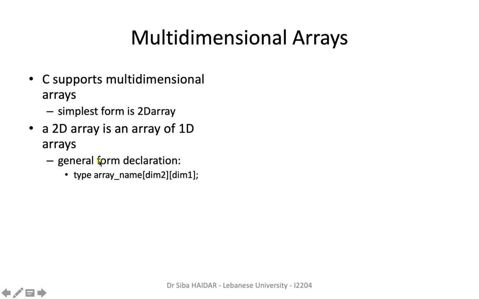The general form declaration will be the type, the array name, the dimension 2, and the dimension 9. And you can generalize this to multidimensional arrays of whatever dimension you want. So let's take an example. If we declare int t[3][4], this means that t is an array of 3 elements where each element is an array of 4 integers. So t is an array of 3 elements. Each element is an int[4].